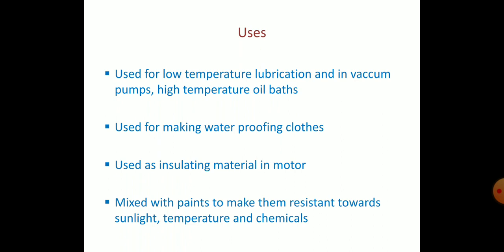So these are the uses of silicones. What are they? It is used for low temperature lubrication and in vacuum pumps, and also in high temperature oil baths. Then secondly, it is used for making waterproofing cloths. Then it is used as an insulating material. Then it is mixed with paints in order to make them resistant towards sunlight, temperature, and chemicals.